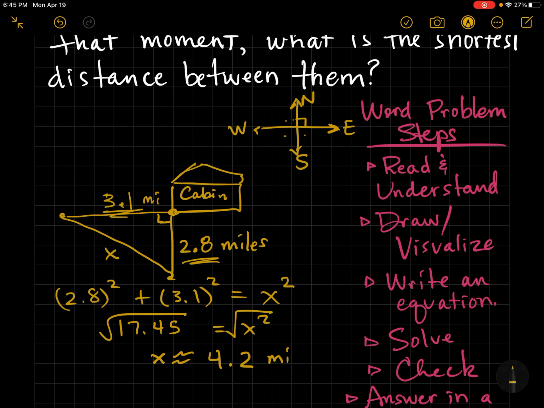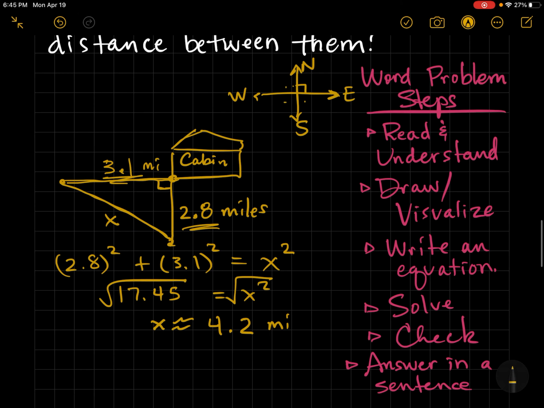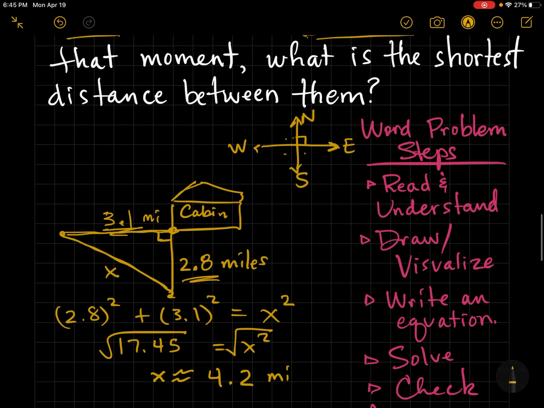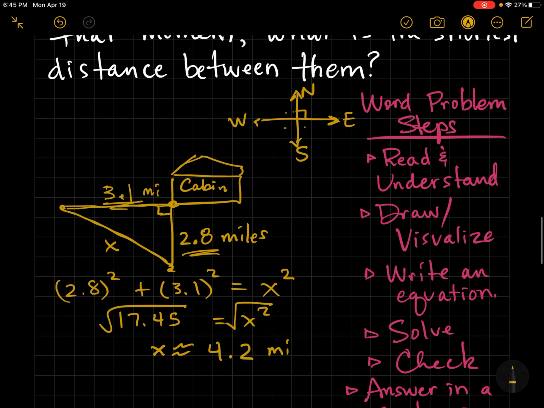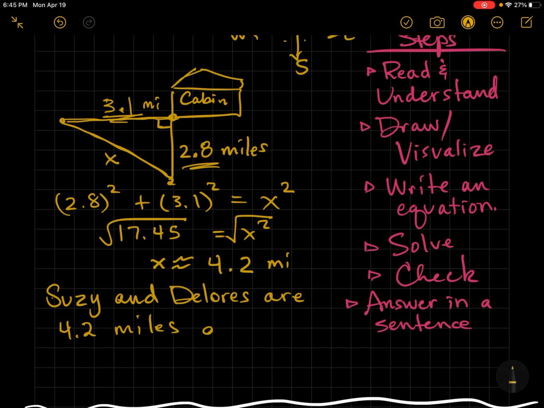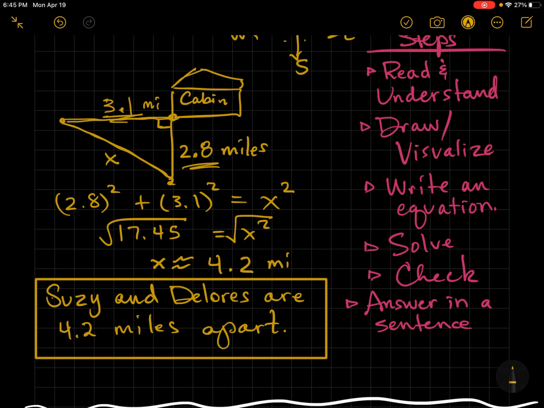Now, is the hypotenuse the longest side? 4.2 is longer. It makes sense that they would be getting further apart the longer they walk. Now let's answer in a sentence. What were we asking? What is the shortest distance between them? So I might say Susie and Dolores are 4.2 miles apart. Okay, I think that's an appropriate sentence.